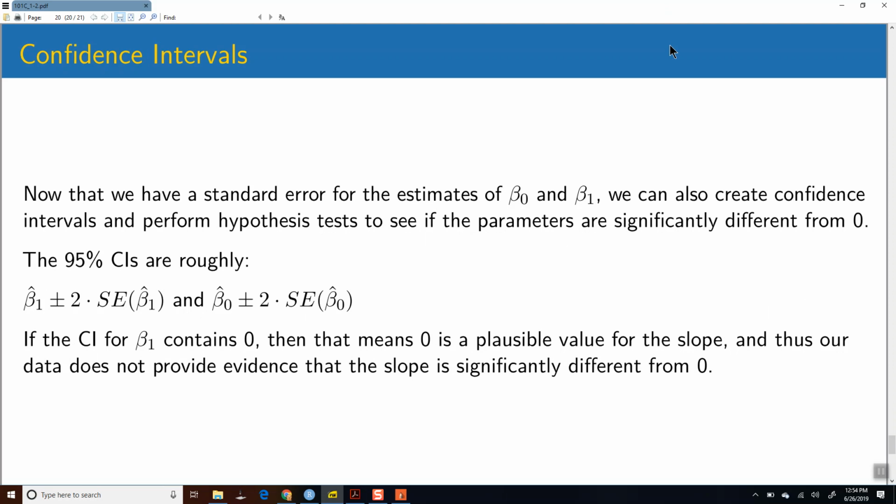Similarly, we can make confidence intervals. Now that we have a standard error, we can create a confidence interval for the slope or for the intercept. Okay, so you can just say plus or minus 2 standard errors is going to give you roughly your 95% confidence interval. Okay, and of course it's not exactly 2. It's, you know, whatever you look up in the t distribution with the appropriate degrees of freedom. Okay, but roughly 2.